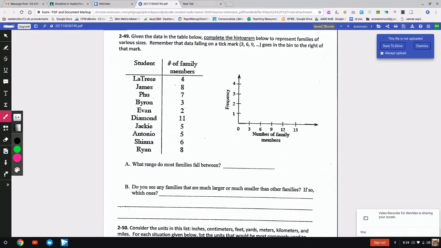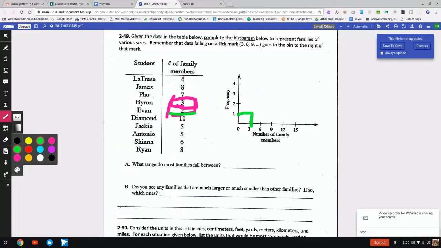Moving on to 249, we're giving you the data here. You're supposed to create a histogram. So look, number of family members between 0 and 3. Let's just take a look at our chart. Flipping through here, how many times does it pop up? There's 2 and there's 3. So it looks like this is 0 to 3. So we're not going to include that first 3 in our first column. We're going to include it in the 3 to 6. So there's only the 2 right there. So we're just going to go up 1 for the 0 before 3.